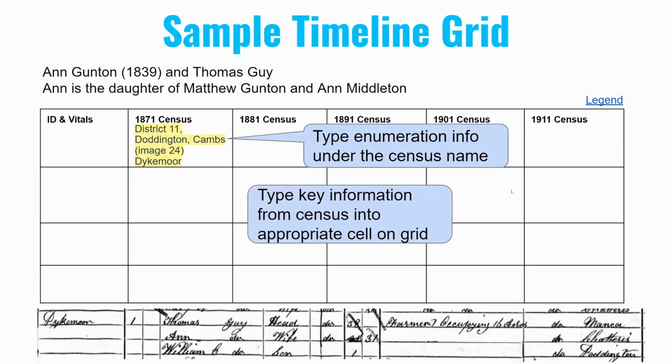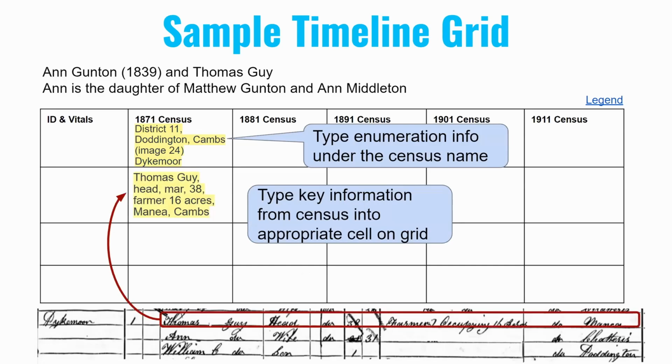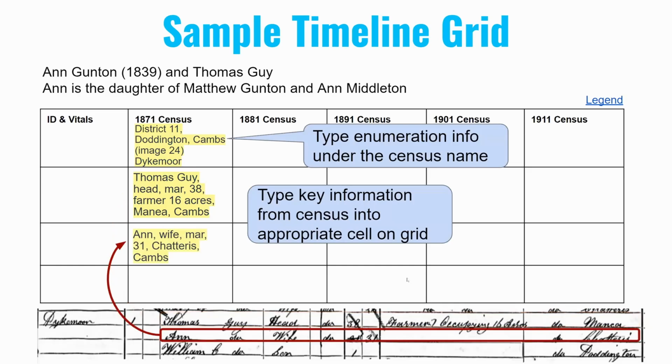Then you just type the key information from the census into the appropriate cell on the grid. So for this one, since we're in the 1871, we're just going to do them in order. So we're going to do Thomas, Anne, and William. So we start with Thomas, and I don't make this fancy, you guys. I just separate everything with commas so that it's very fast to type, but it's still legible. I can still tell what's going on. So first entry is for Thomas Guy. He's the head, he's married, he's 38 years old, he's a farmer of 16 acres, and he was born in Maney, Cambridgeshire. Then we move on to Anne, and we say she's Anne, the wife, she's married, 31.